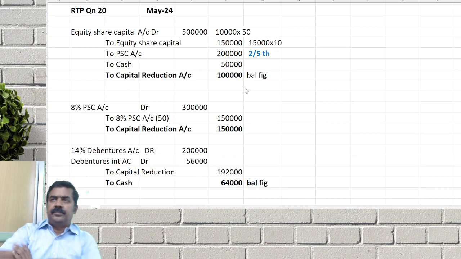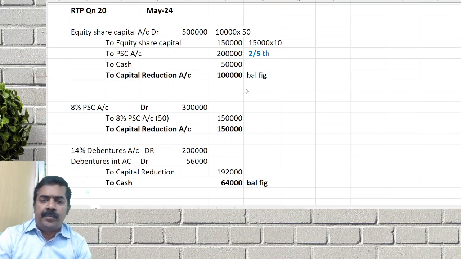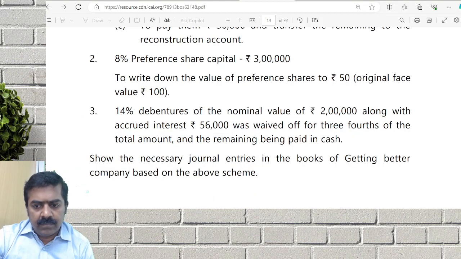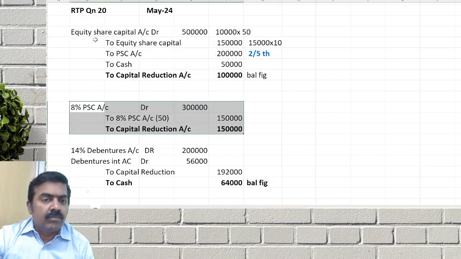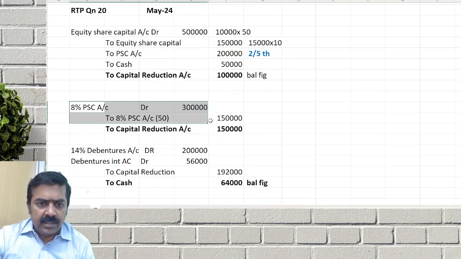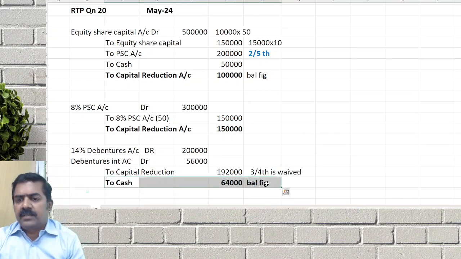Any doubt in it? So equity share capital balance is transferred to capital reduction. Preference shares balance is transferred to capital reduction. Debentures, how much is waived? 3/4 is waived. For the balance, we pay what? Cash, and settled.